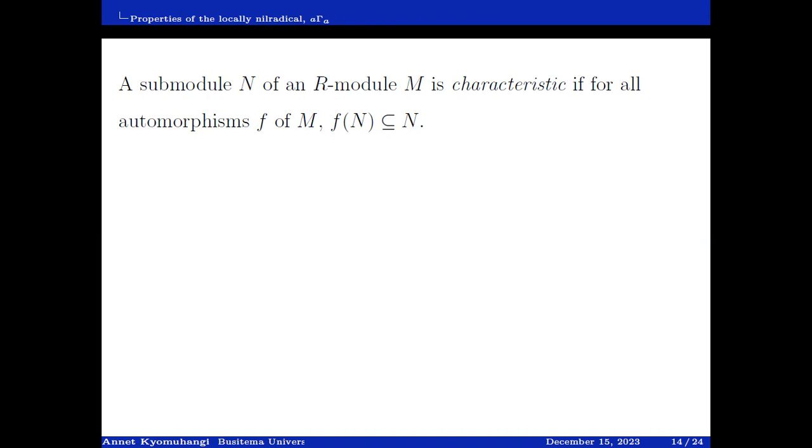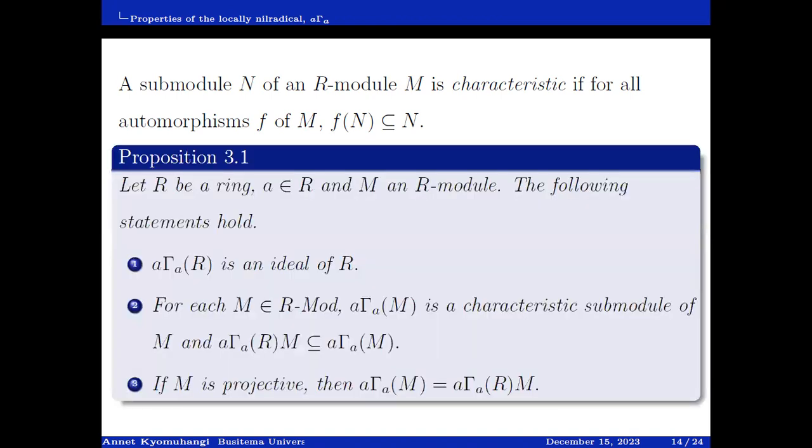So we define a submodule N of another module M to be characteristic if, for all automorphisms F of M, applying F on that submodule, we find that it is contained in N. So we have some other properties of this locally nilradical. We find that if we take M to be R, then A gamma AR is an ideal of R. It is actually a nil ideal of the ring. And we also find that A gamma AM is a characteristic submodule of M, and this property is satisfied. But if we happen to find M projective, then we get an equality of this property.